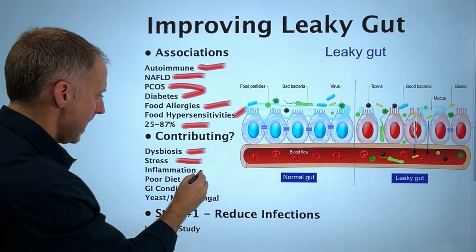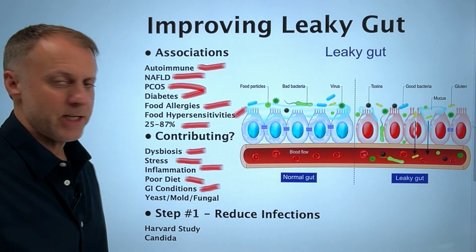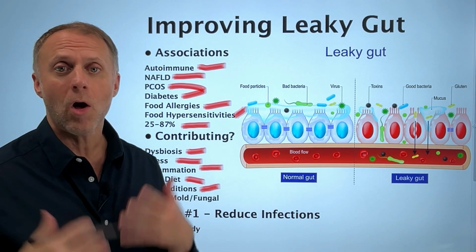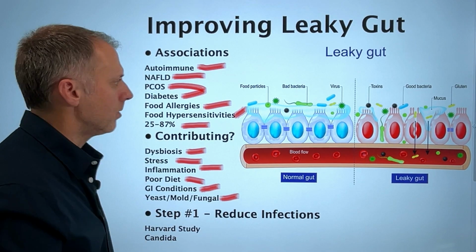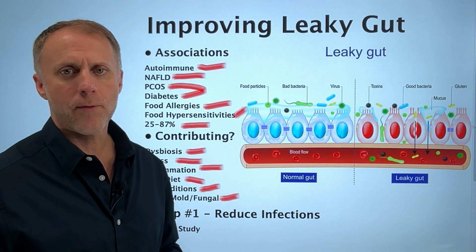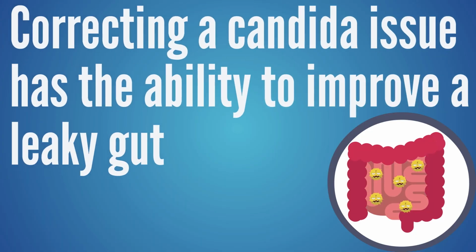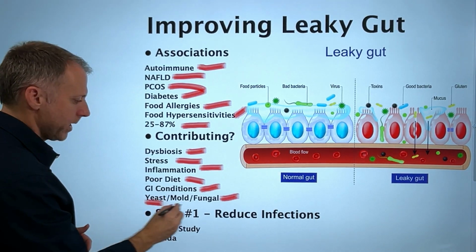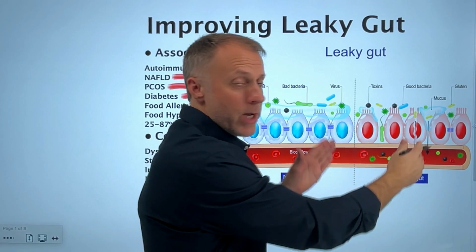Stress is very common, inflammation, poor diet, people eating Cracker Jacks nonstop, any type of GI conditions like IBS and chronic gastrointestinal issues like constipation, all these digestive issues that people seem to deal with, and especially these yeast, mold, and fungal issues. I'm going to put a link in the description below for a study that showed us that when people were dealing with a candida issue, when they corrected that candida issue, this leaky gut issue seemed to improve. And I've talked to some other experts that really feel like it's these type of organisms, the yeast, mold, and fungal type organisms, that seem to be most problematic at creating these wider junctions.